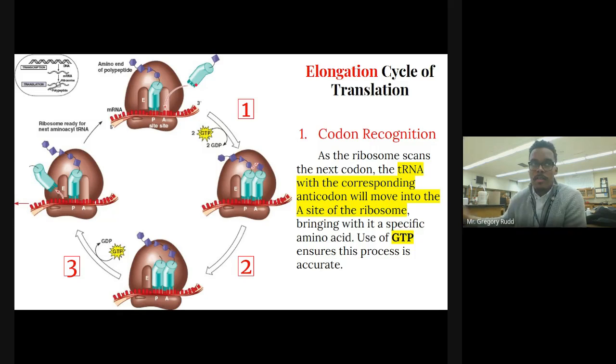So let me ask you this. If I've got a codon that is GAU, what would the anticodon be for that? CUA. Excellent. Okay. Just wanted to make sure you were clear on that.